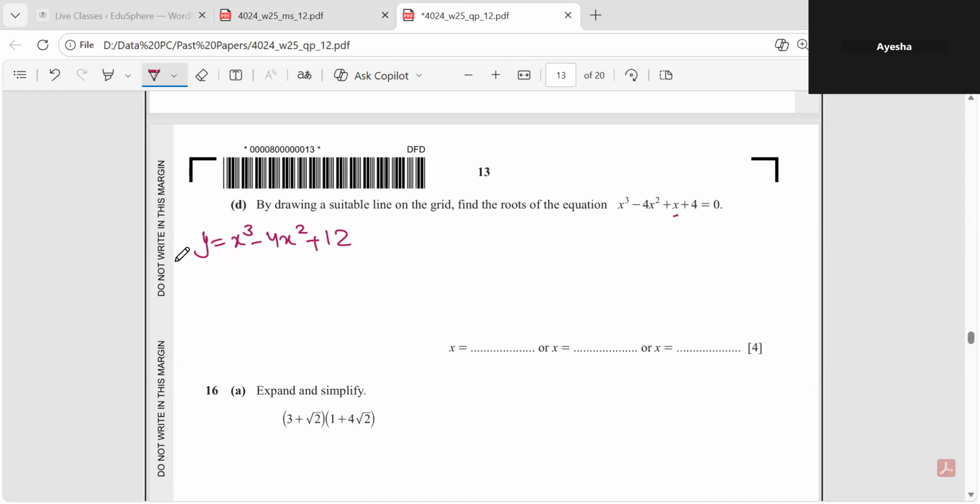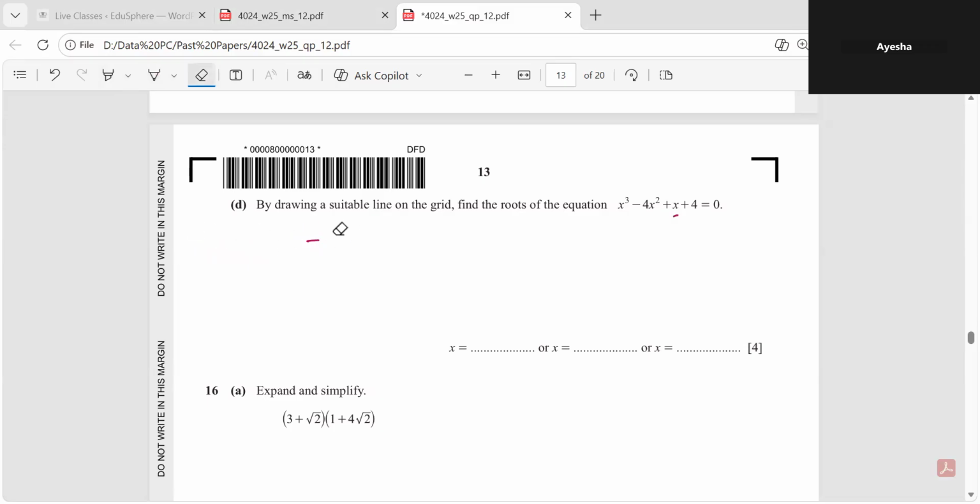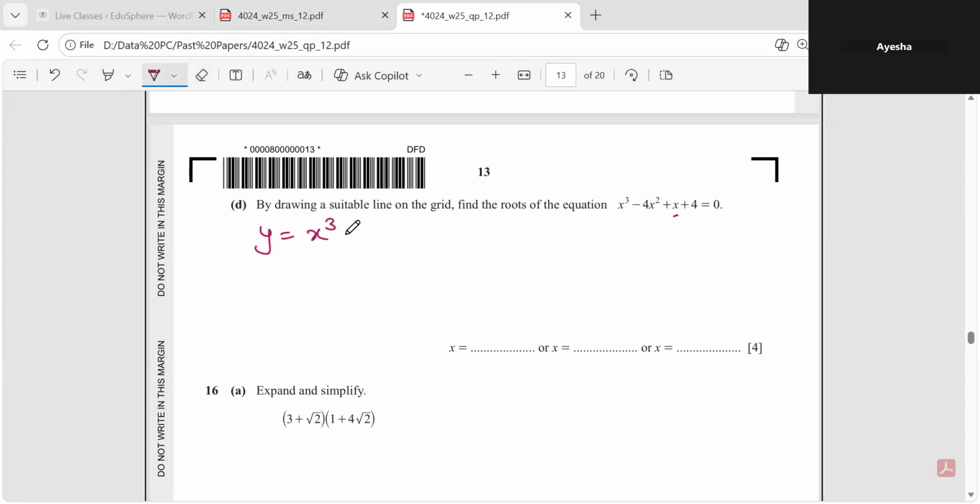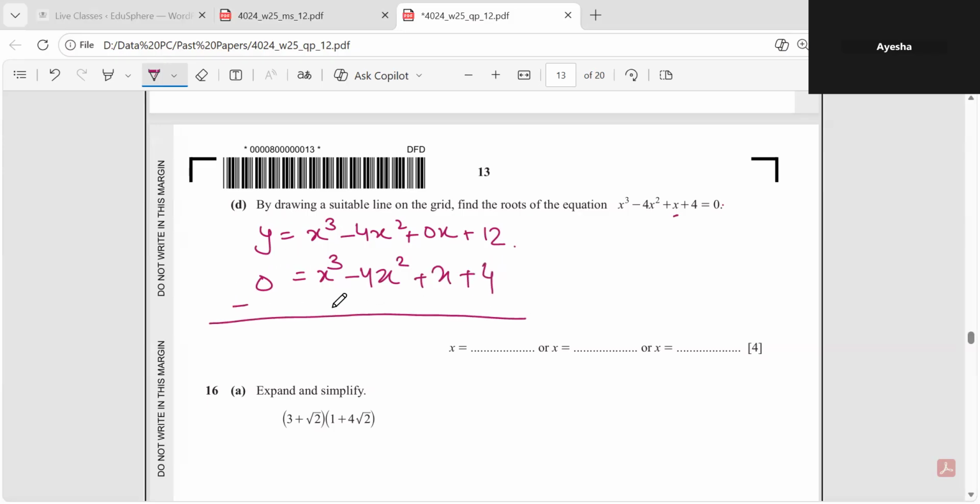So we will write our equation at first: y equals x cubed minus 4x squared, plus 0x because the x term is not there, plus 12, as it was given. And this equation says that this is 0, so I'm writing the 0 here, and x cubed minus 4x squared as it is plus x plus 4. By subtracting, we change the signs to cancel: this sign will be changed, this sign will be changed, and this sign will be changed.